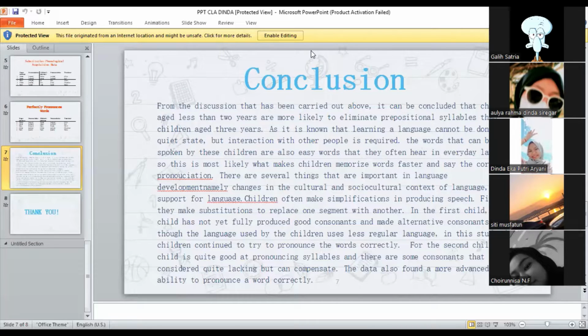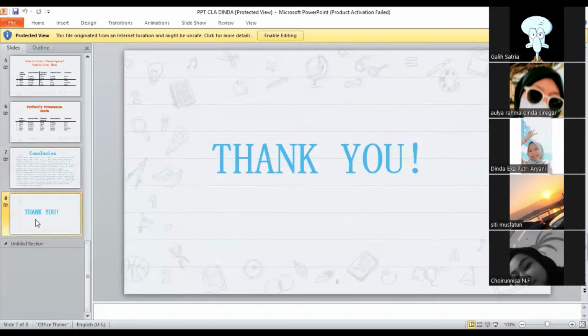Thank you, Miss Dinda, for the question. I will answer Miss Dinda's question. From my analysis, both of the children are the same age but have different growth. They say the same word, but the word is not quite right, but they try to pronounce the correct word.